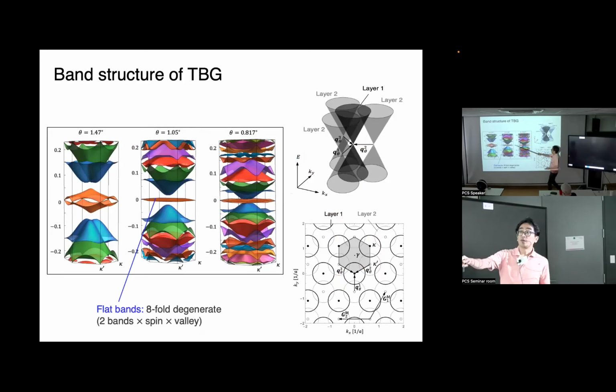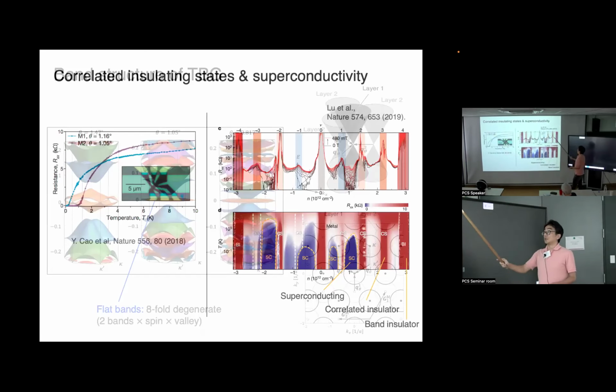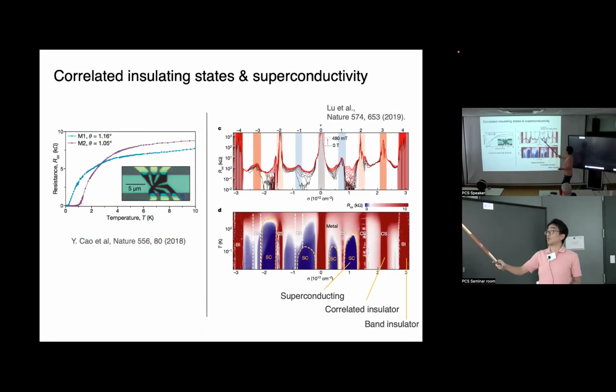Okay, so this is at -4, right? You go from here to there. Originally, you have a band, and those parts, the flat band region, are simultaneously split depending on the number of electrons, and you have some superconducting phases here and there. I won't go into much detail. People are still discussing the origin and nature of this.